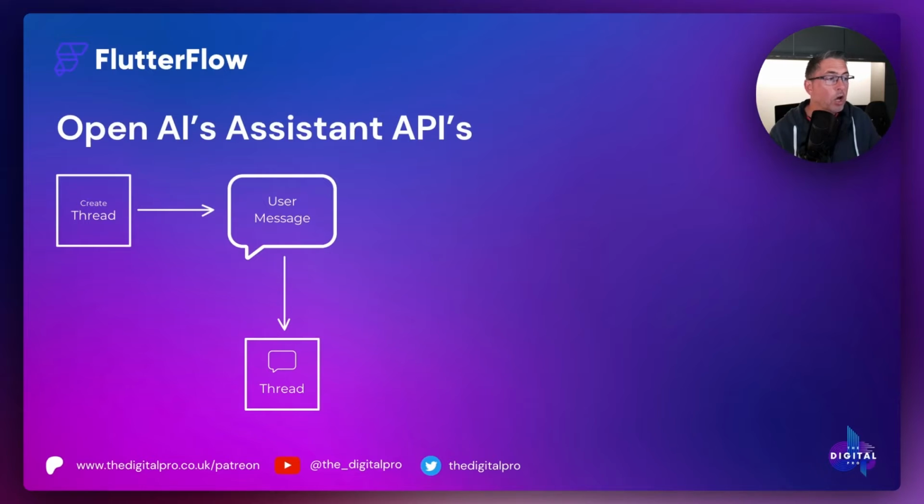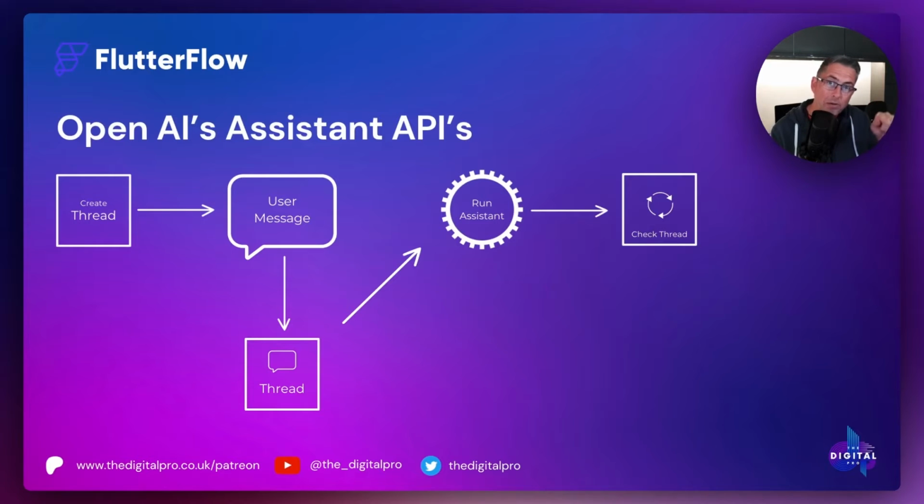Once that is done, I'm going to instantly make a call out to the OpenAI platform and say, right, now go and run the assistant. So the assistant is going to run. And then we need to periodically check to see if the assistant has completed. So it will go into this state where it's in progress. And then, of course, it will get to a status of completed.